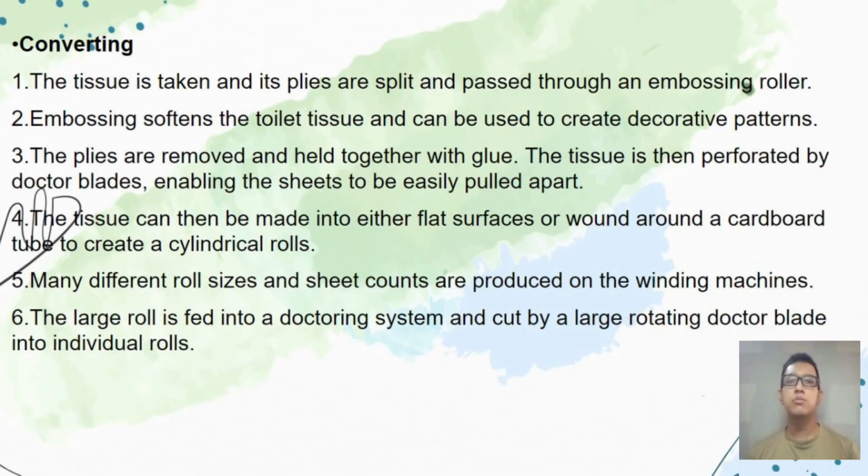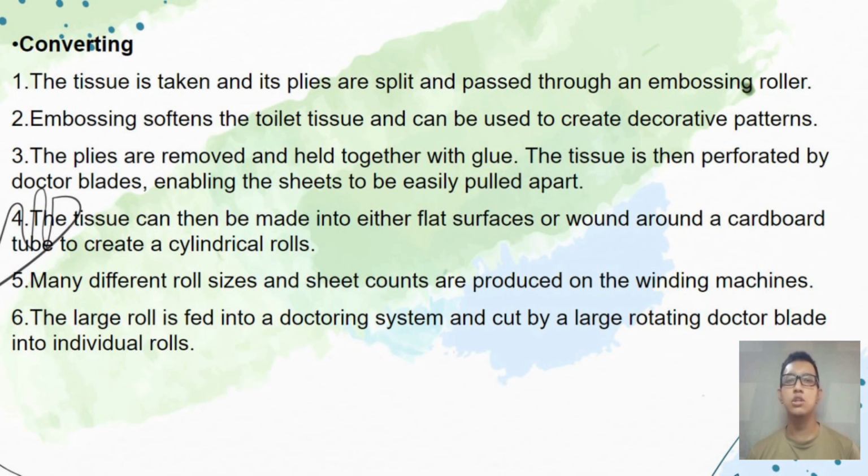The last manufacturing process is converting. First, the tissue is taken, its plies are split and passed through an embossing roller. Second, the embossing softens the toilet tissue and can be used to create decorative patterns. Third, the plies are put back together and held with glue. The tissue is then perforated by doctor blades, enabling the sheets to be easily pulled apart. And the last step, the large roll is fed into a doctoring system and cut by a large rotating doctor blade into individual rolls.